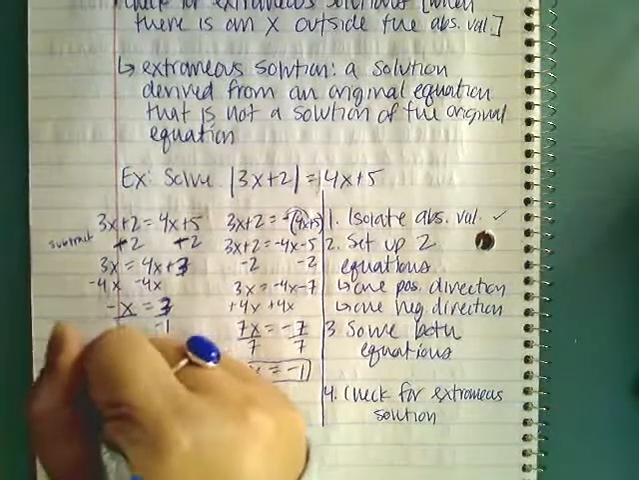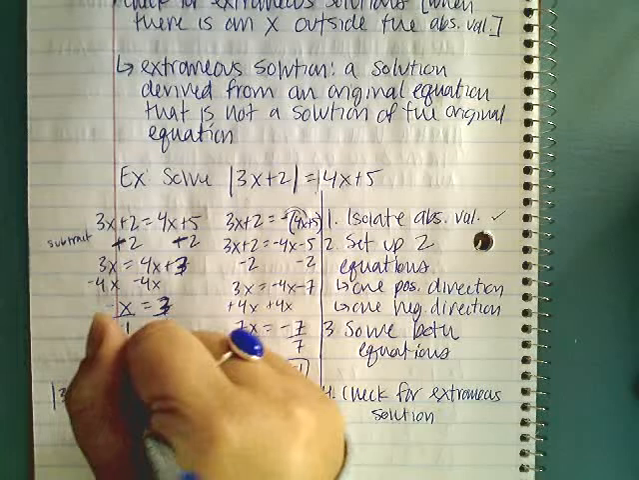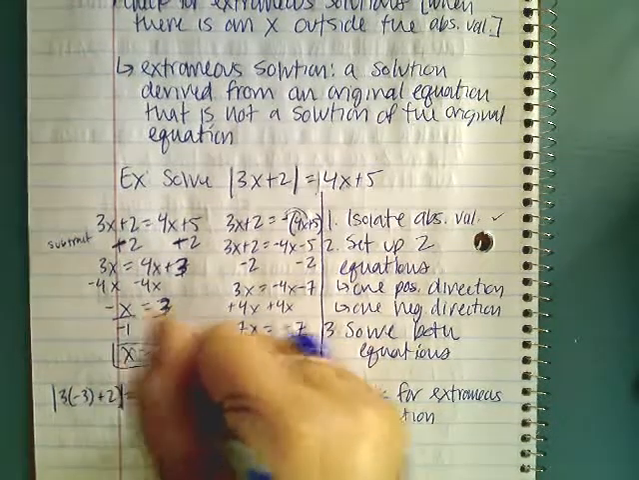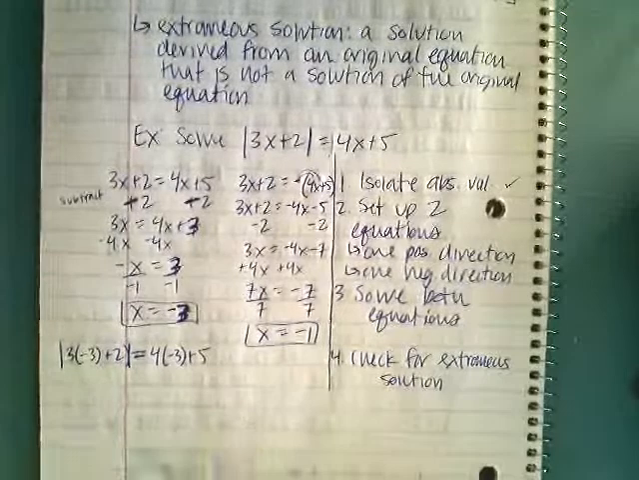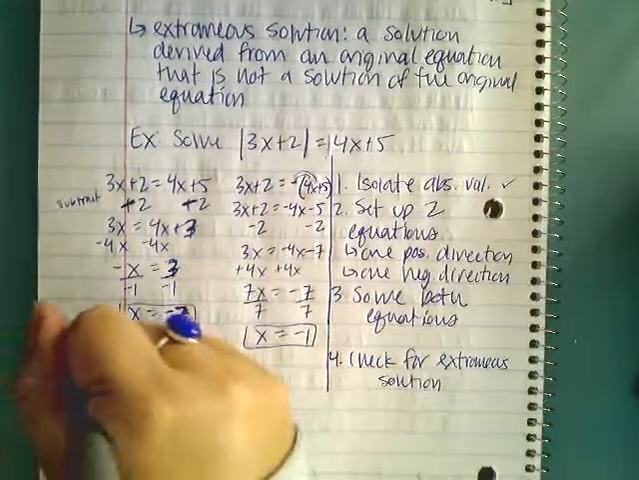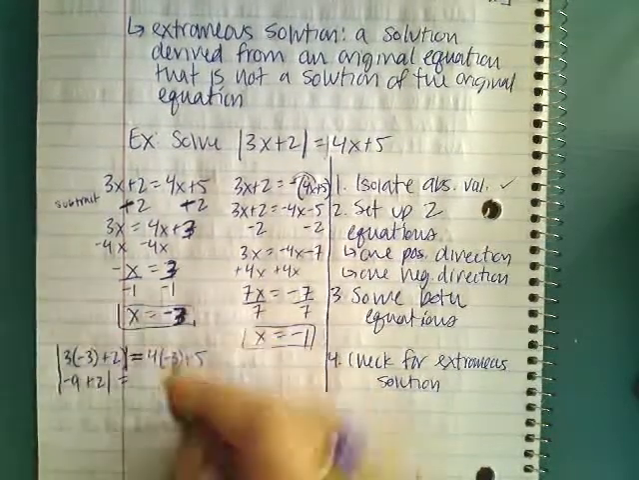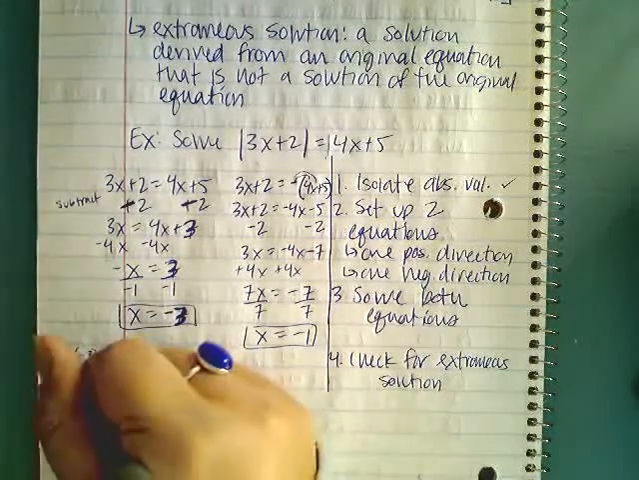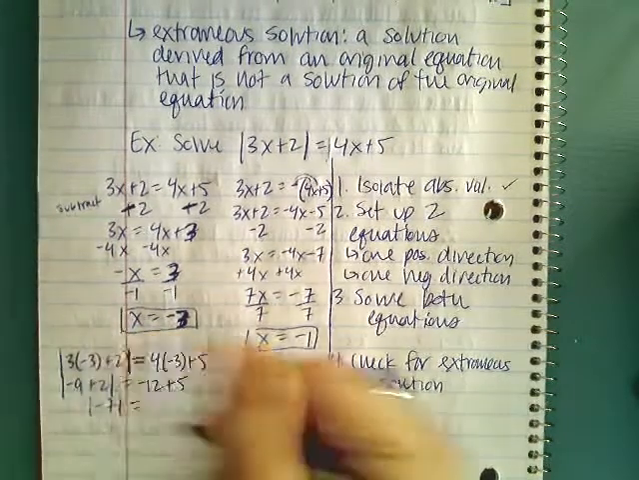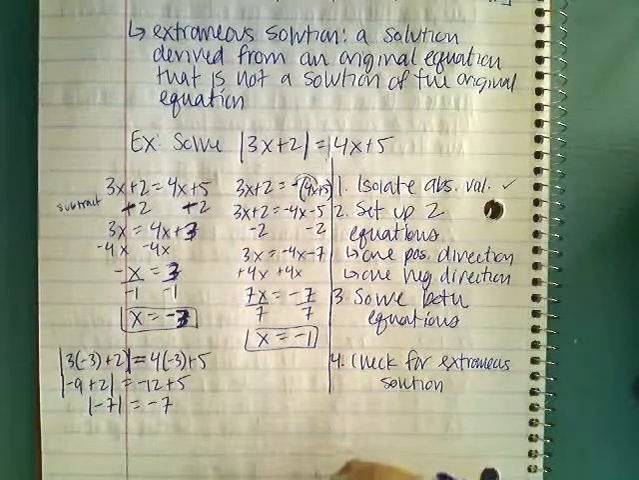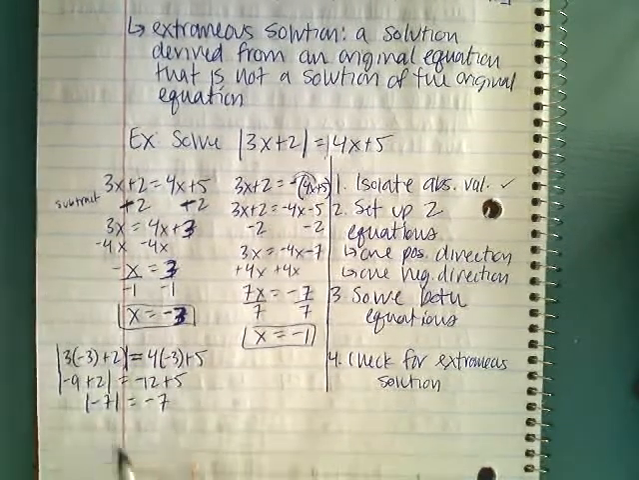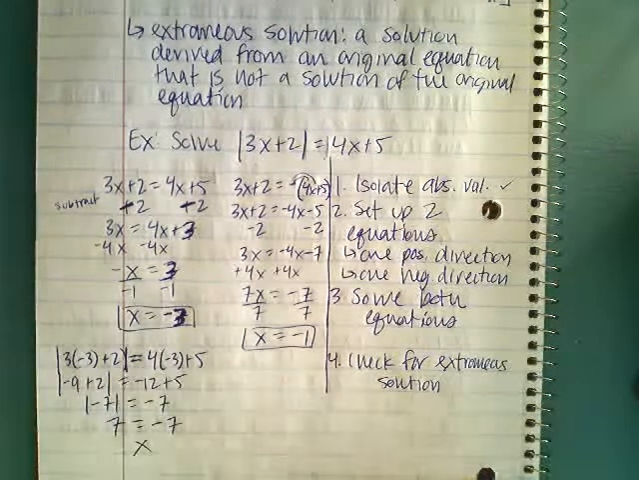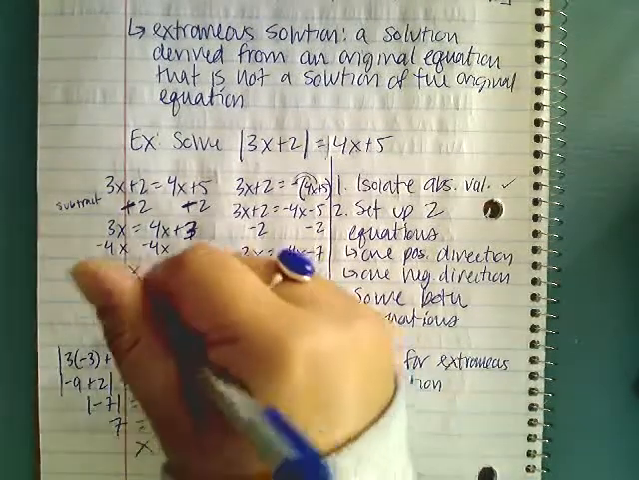So I have the absolute value of 3 times negative 3 plus 2 equals 4 times negative 3 plus 5. If I solve that out, 3 times negative 3 is going to be negative 9 plus 2 equals negative 12 plus 5. Keep solving this out. I get absolute value of negative 7 equals negative 7. And then absolute value of negative 7 becomes positive. So I get 7 equals negative 7. That is not true. So this one is extraneous.